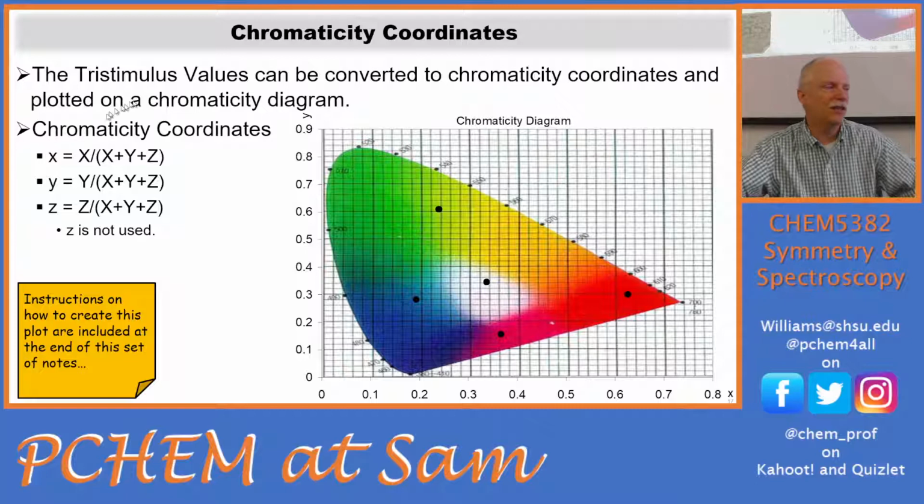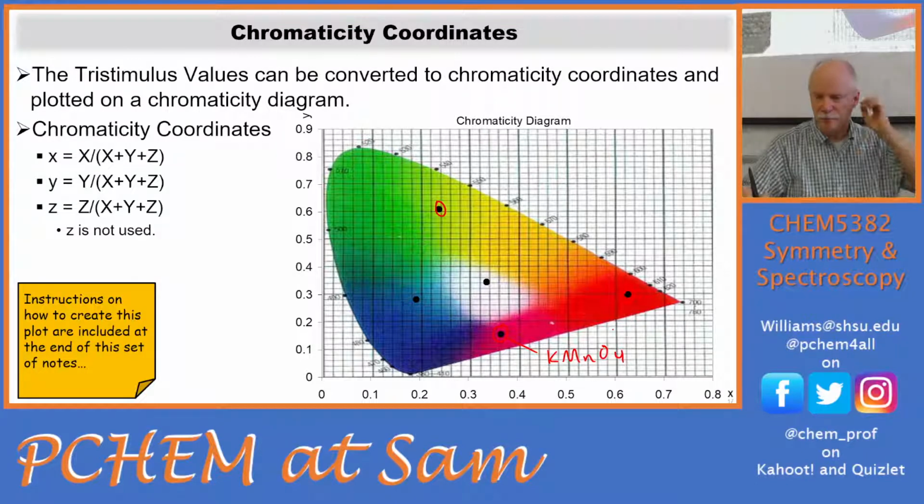Now, if we take each X, Y, and Z and divide them by the sum of all three, this is called the chromaticity coordinates. And this is a beautiful picture because you can see where each substance shows up. Like that red substance shows up in the red region, the green here. This is the permanganate, KMnO4, okay.